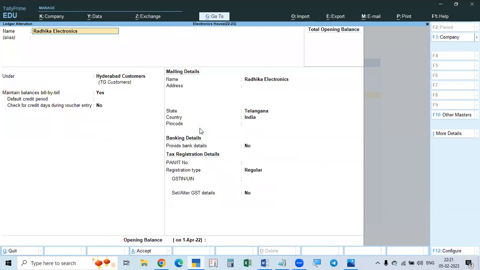at the time of creating the ledger, it might have been no. But after that, it was enabled as yes. That is why, at the time when entries were made, it was not enabled. It has to be enabled both times, in the F11 features as well as in the party account. It is enabled here, but in the ledger it was not enabled before the entries were made. That means it was enabled after the entries were made.